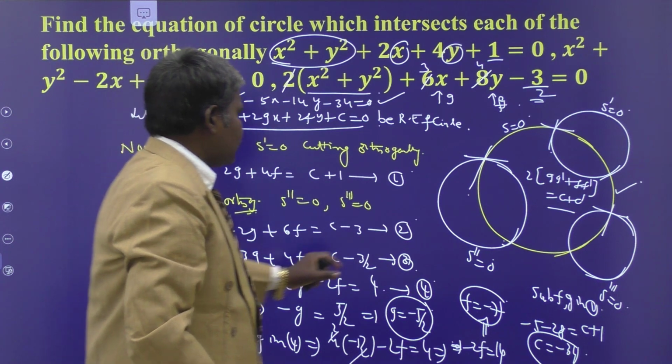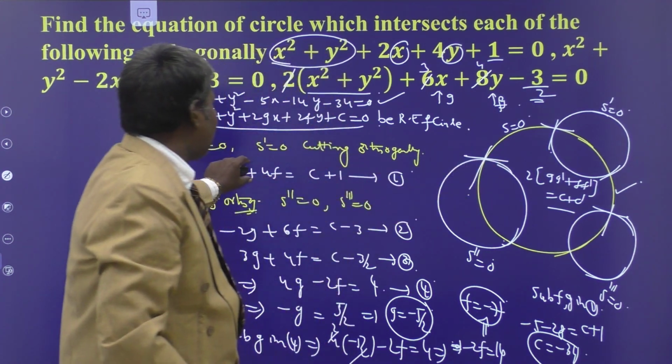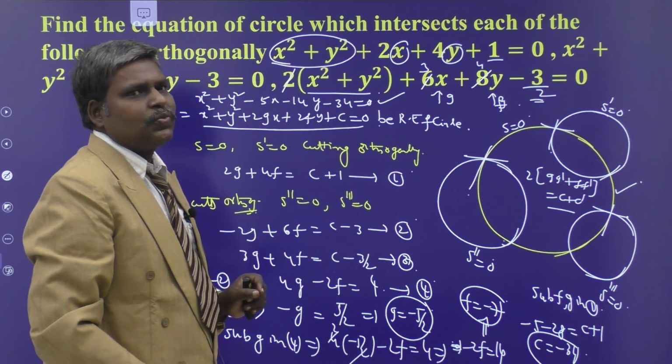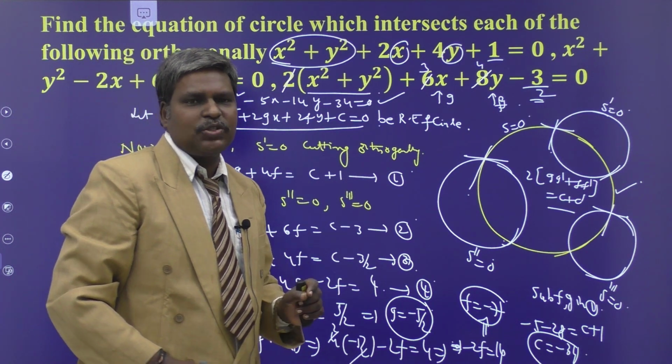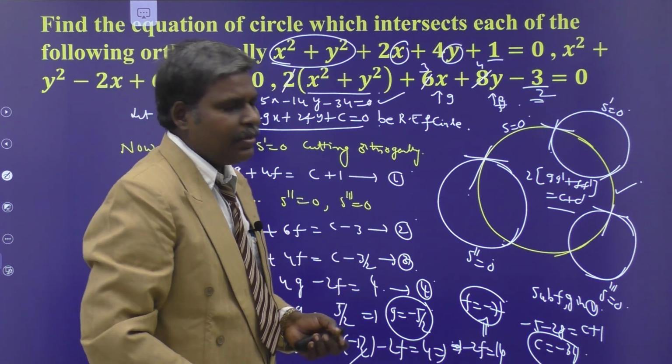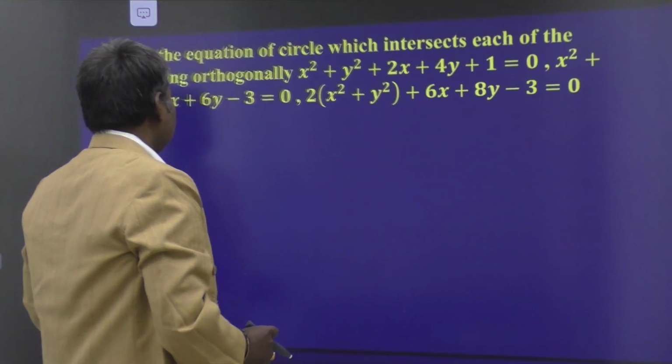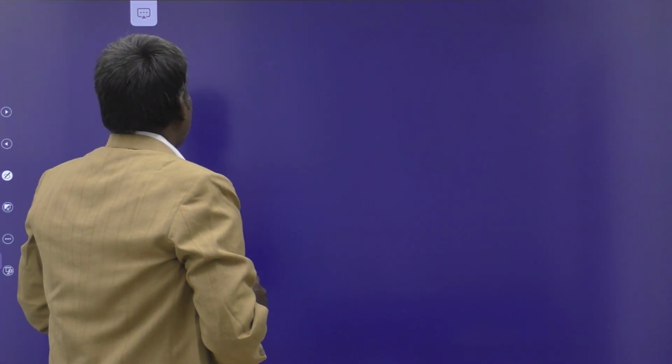But in your examinations you have to mention the formula and then write this one. G means what? Half of x coefficient. F means what? Half of y coefficient. Okay. Next one.